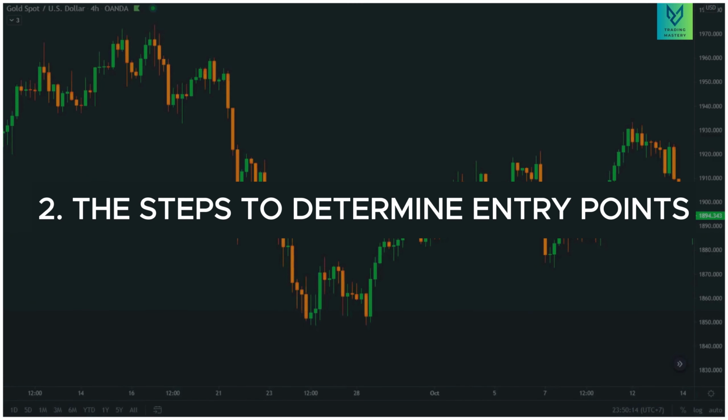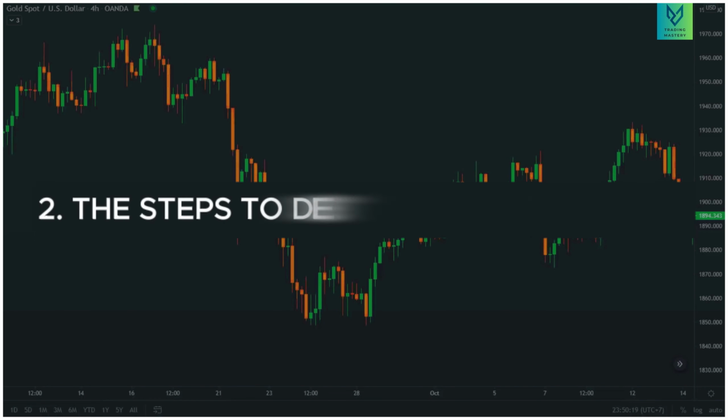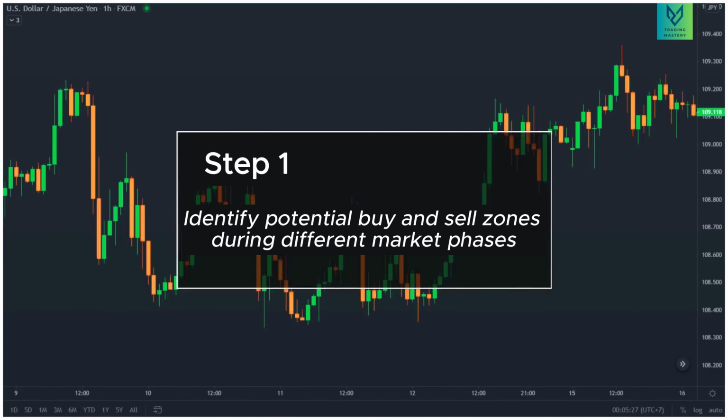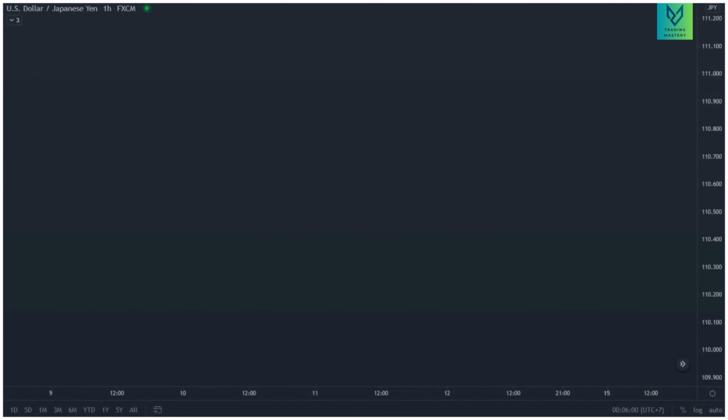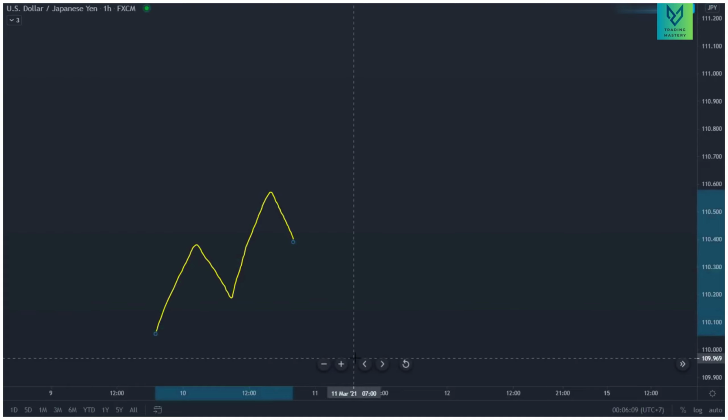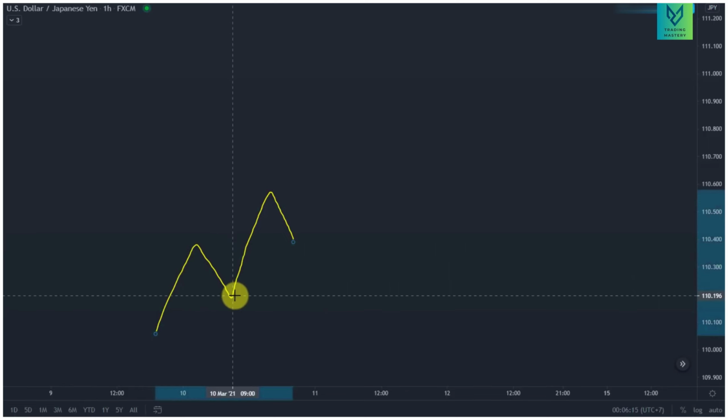Now, we are starting to delve into the detailed steps to identify a clear entry point. Step 1, we will identify potential buying and selling zones during different market phases. In an uptrend, for example, we will have a trend like this. The market is a struggle between buyers and sellers. Buyers push the price up to this level, sellers push it down, then stronger buyers keep pushing the price up, forming an upward impulse wave breaking to new highs.